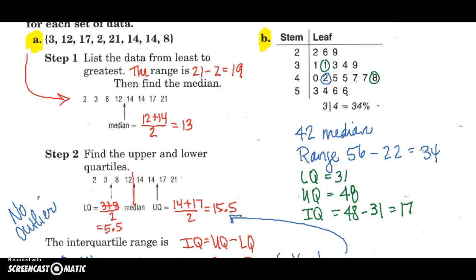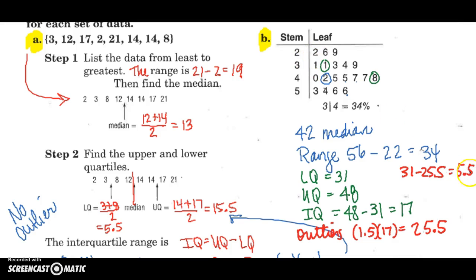And let's check for outliers. When looking for outliers, we have to say 1.5 times our interquartile range, and that gives us 25.5. So from the lower quartile, 31 minus 25.5 is 5.5, and the lowest number we have is 22, so it's not an outlier. We have to check 48 and add 25.5, which would be 73.5, and our greatest number was 56. So there are not any outliers.